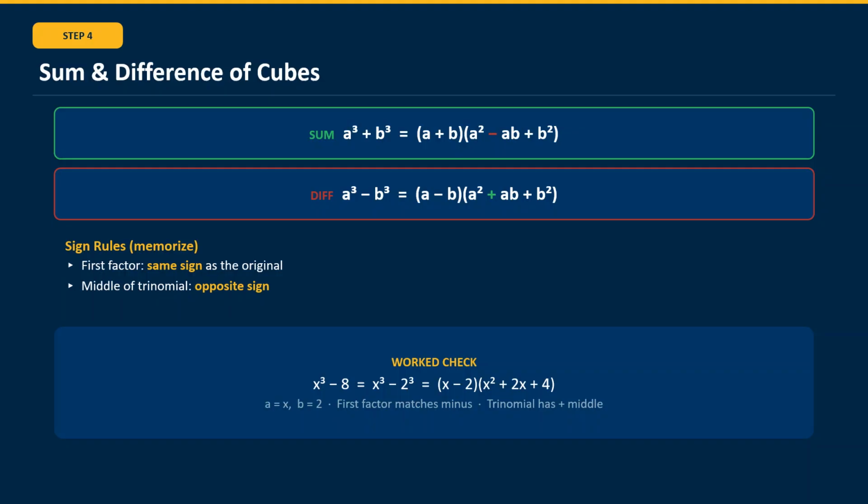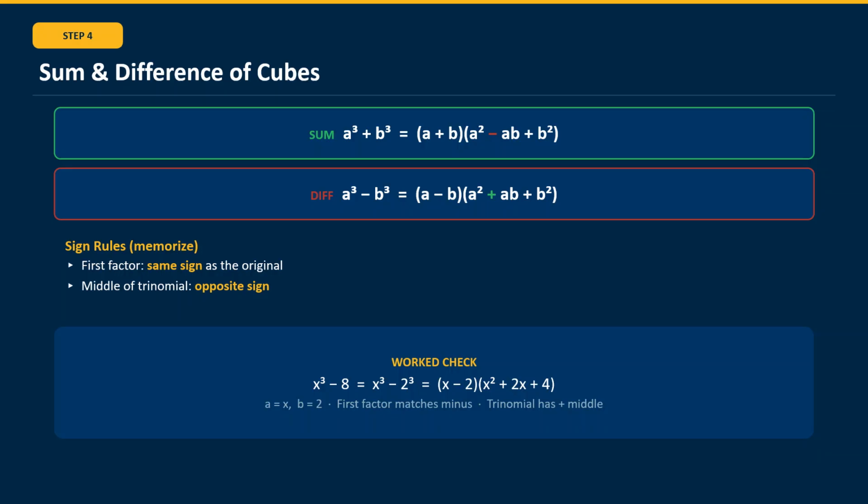Two memorized formulas. a cubed plus b cubed equals the quantity a plus b times the quantity a squared minus ab plus b squared, and a cubed minus b cubed equals the quantity a minus b times the quantity a squared plus ab plus b squared.